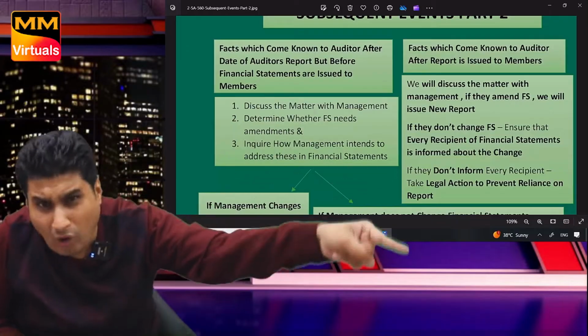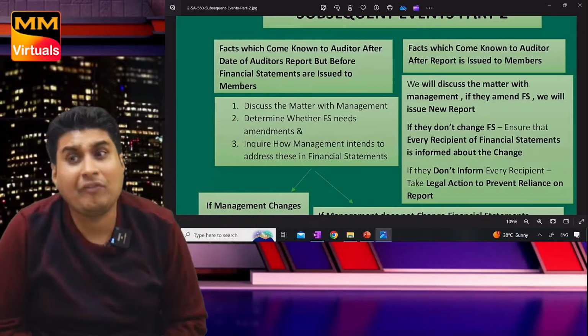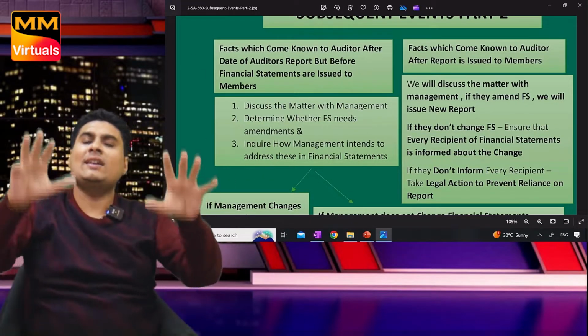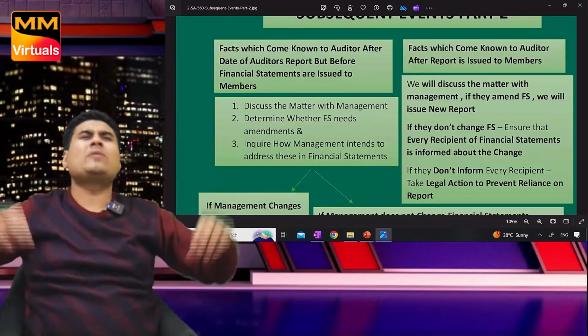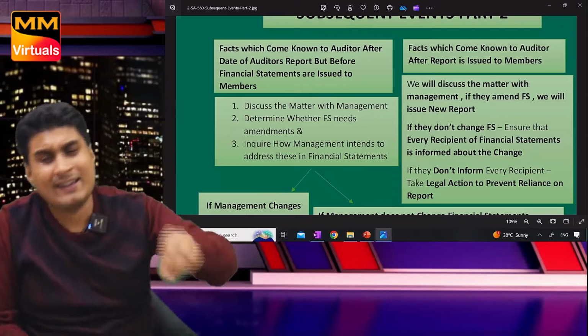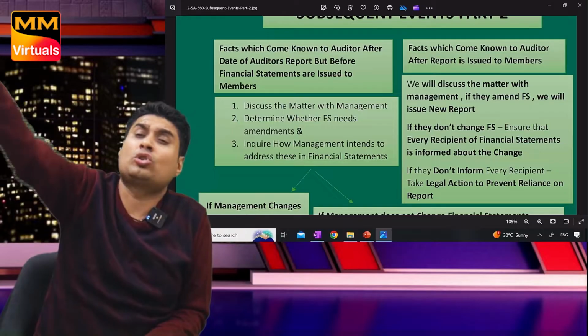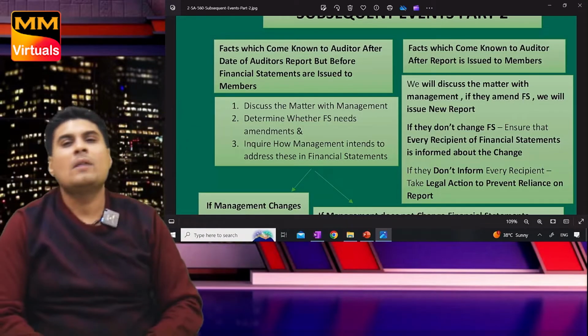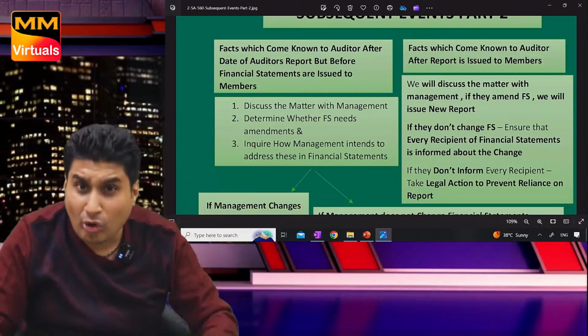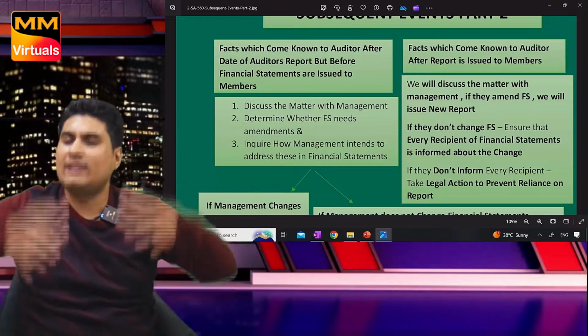Sir, what if I come to know after the report is issued to members, and had I known before, I would have changed the report? After the report is issued, the first line you have to write is this: usually there is no obligation for anything which happens after the report is issued to members. But had I known it before, we would have amended the report. Then again the same 3 points.